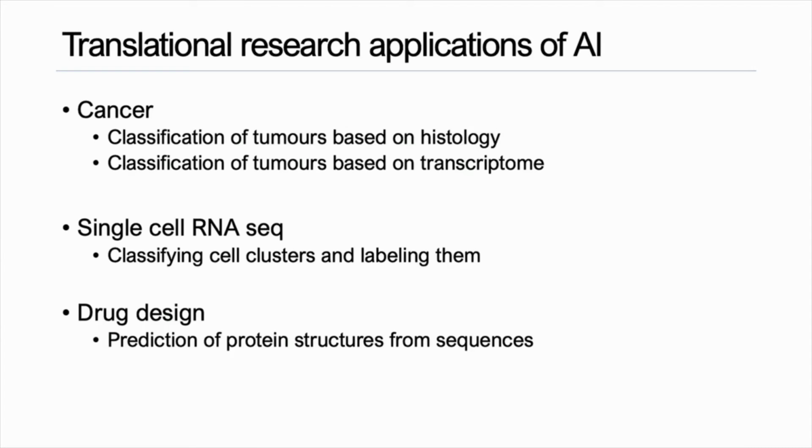So there are other applications of AI that are relevant to translational research, and I'll just give a few examples. Cancer classification is one way we use AI these days: classification of tumors based on pathology or histology samples. We are recently publishing a paper using transcriptomic data to classify tumors. And we talked about using AI to classify cell clusters and label them in single-cell RNA sequencing, and using it to predict protein structures from polypeptide sequences.